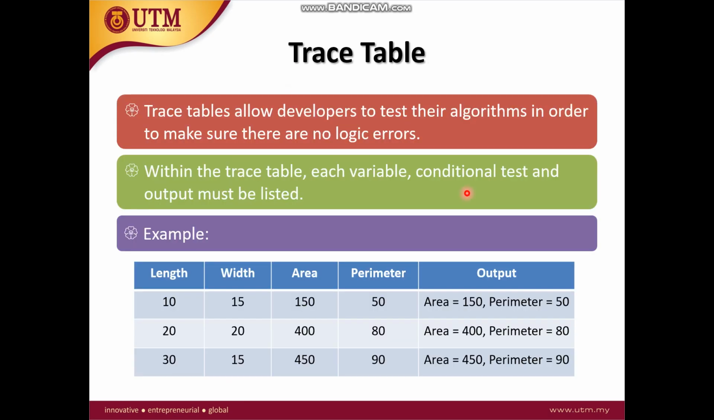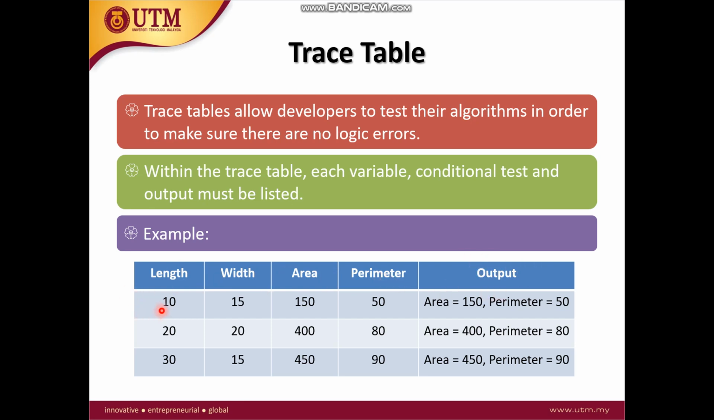Okay, a trace table is something useful for developers or programmers to test their program or algorithm, in order to make sure that there is no logical error inside their program. Within this table, we need to have the variables, the inputs, the conditional tests, and the outputs. For example, for the previous flowchart, which calculates the area and the perimeter of the rectangle, we needed length and width as input, and then we calculated the area and the perimeter, and then we showed the output.